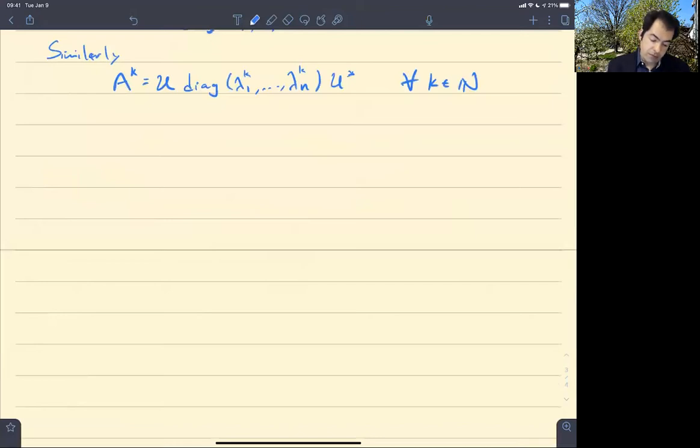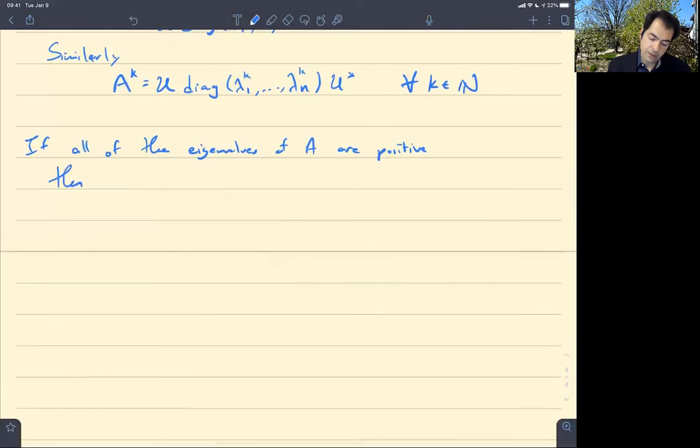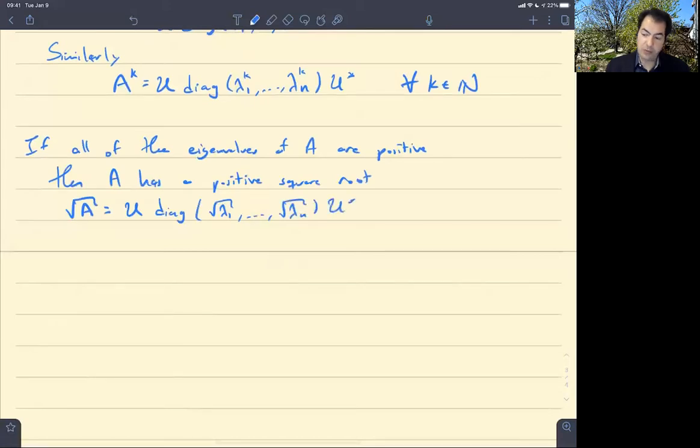So if all of the eigenvalues of A are positive, then A has a positive square root, right? So you can take the square root of a matrix. The square root of the matrix would be just U, and then the diagonal matrix whose entries are square root of lambda 1 through square root of lambda n, and then just multiply by U star.